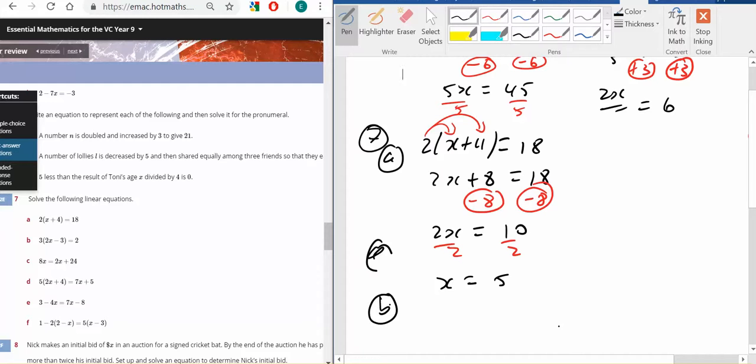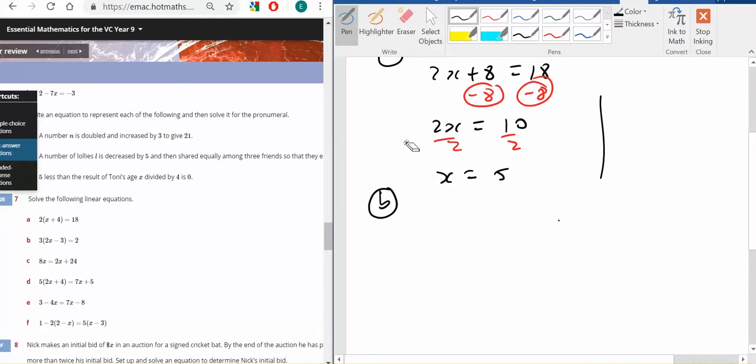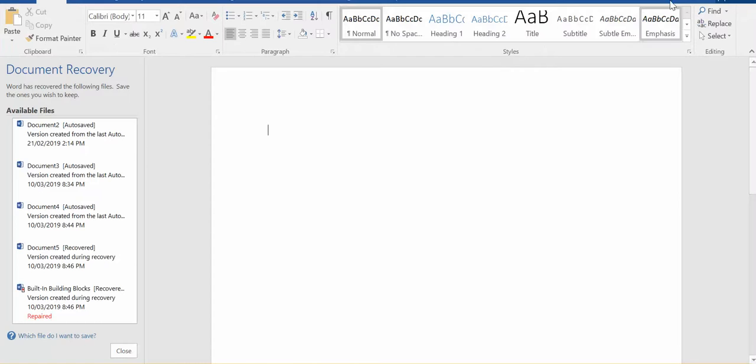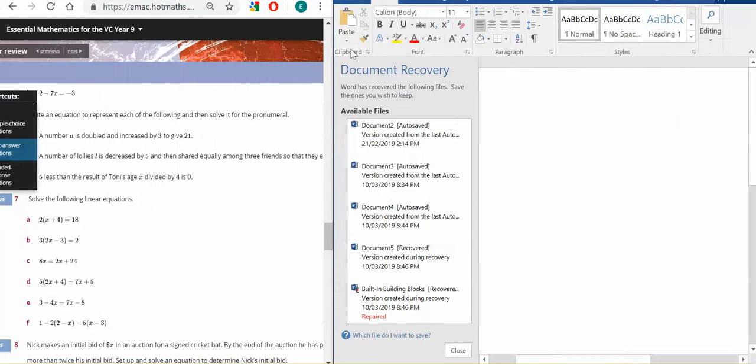For 7b, okay, there's something wrong with it, so I'll just redo that. 7b, I get 3.